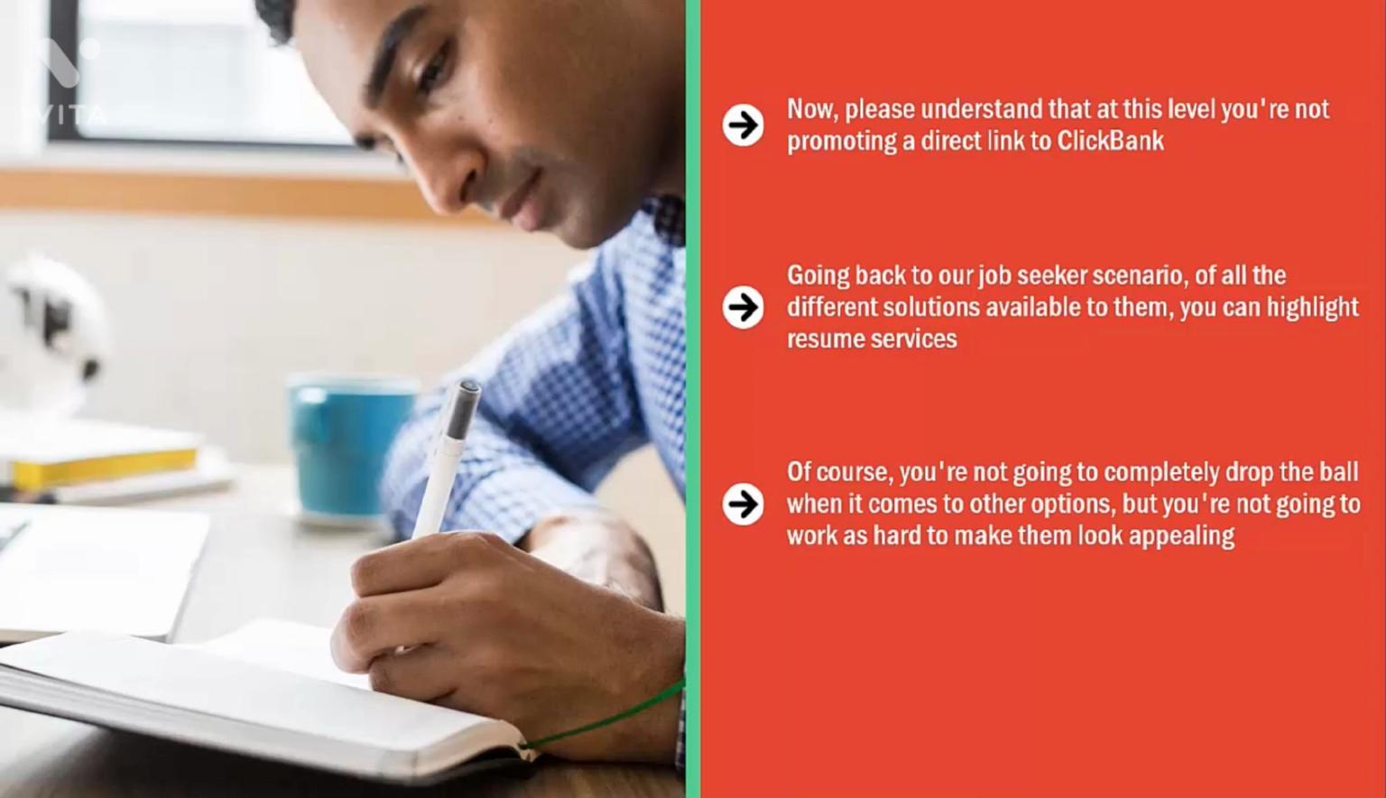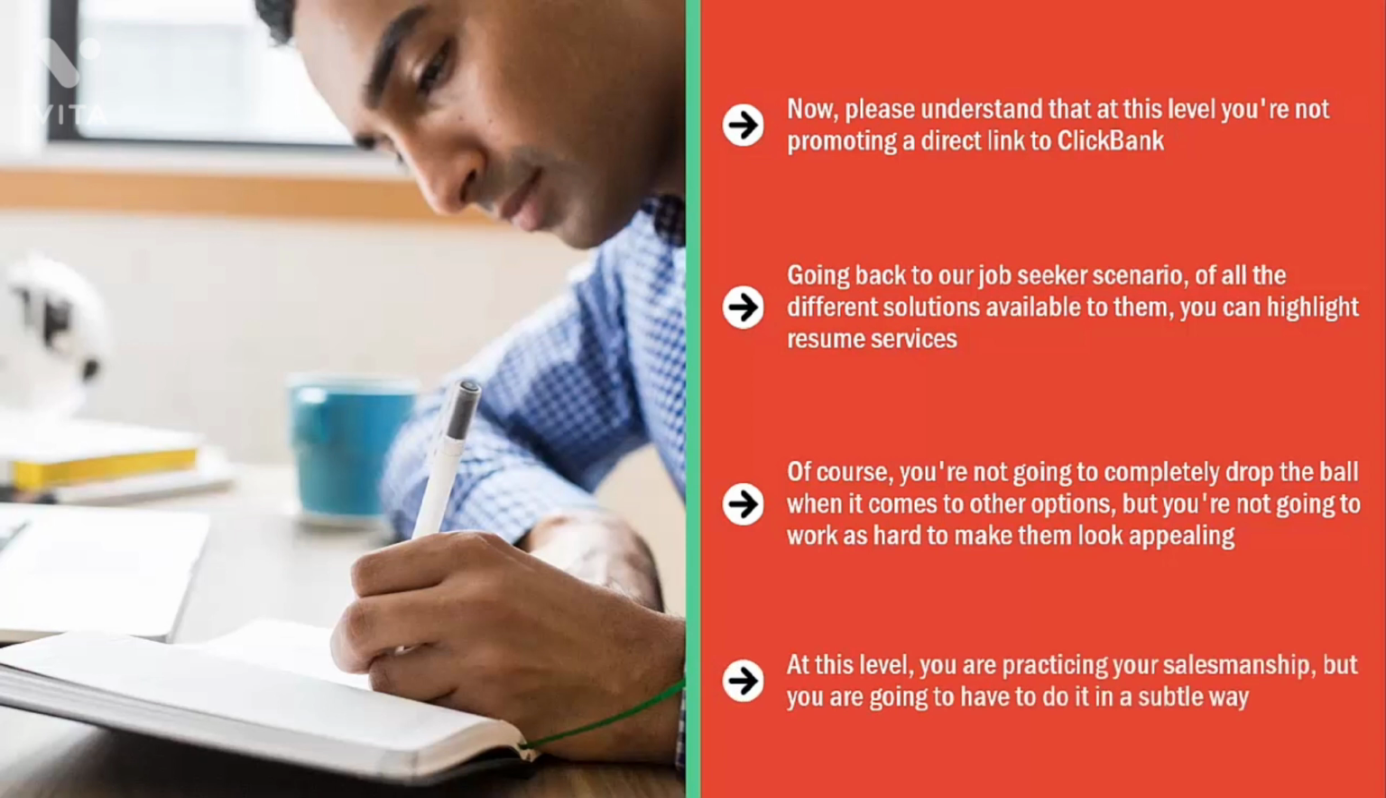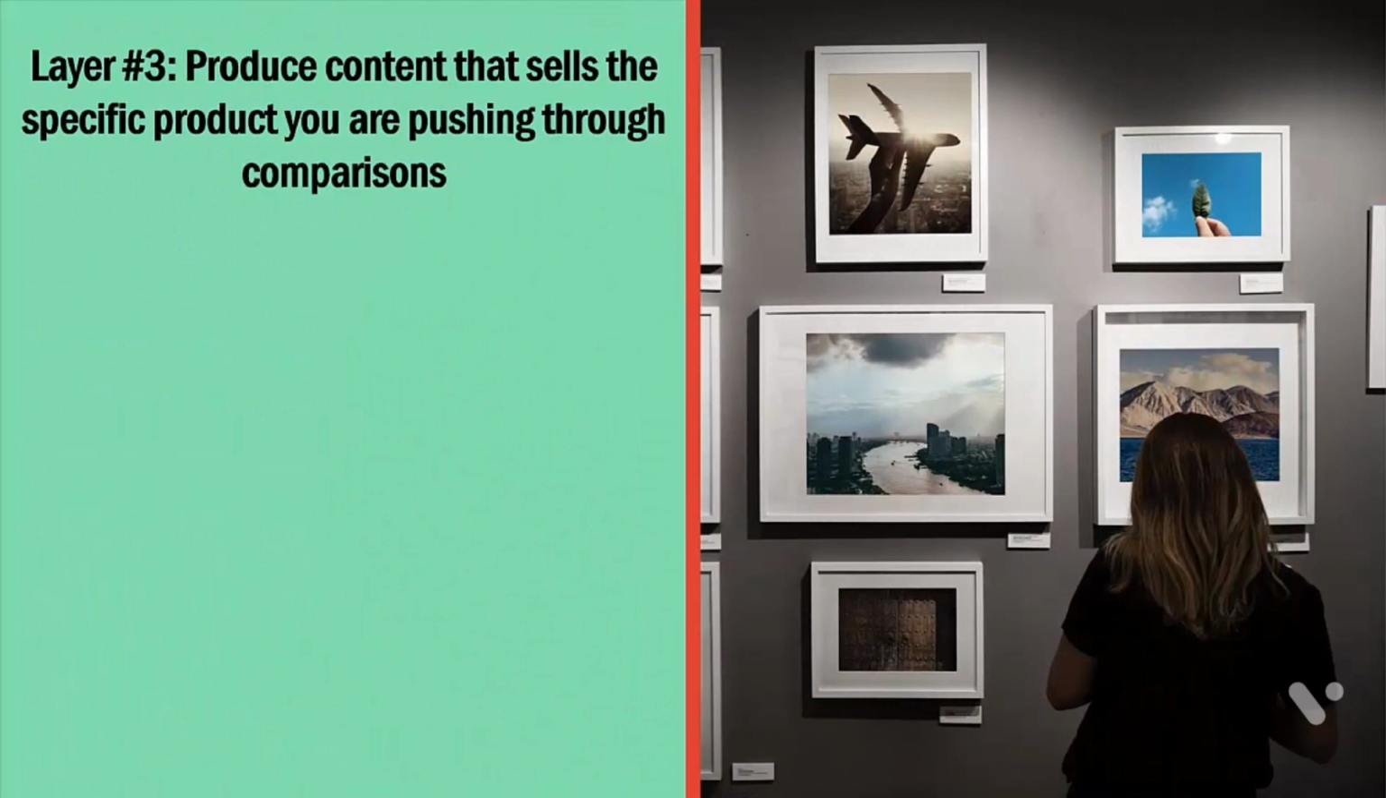Do you see how this works? At this level, you are practicing your salesmanship, but you're going to have to do it in a subtle way. You cannot be obvious. While you're not blatantly promoting a specific product, you are directing the mind and the attention of your prospect to a specific set of options. Layer number 3. Produce content that sells the specific product you are pushing through comparisons.